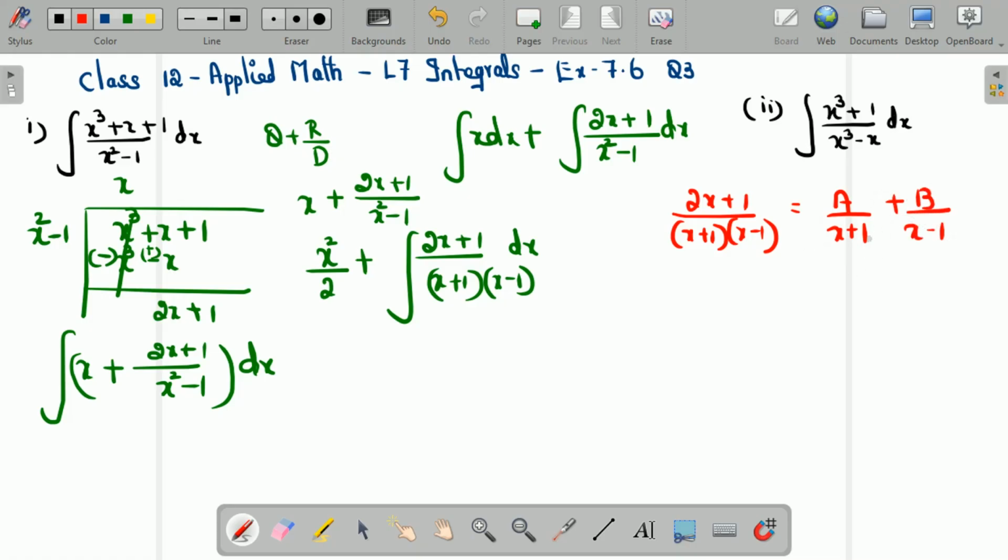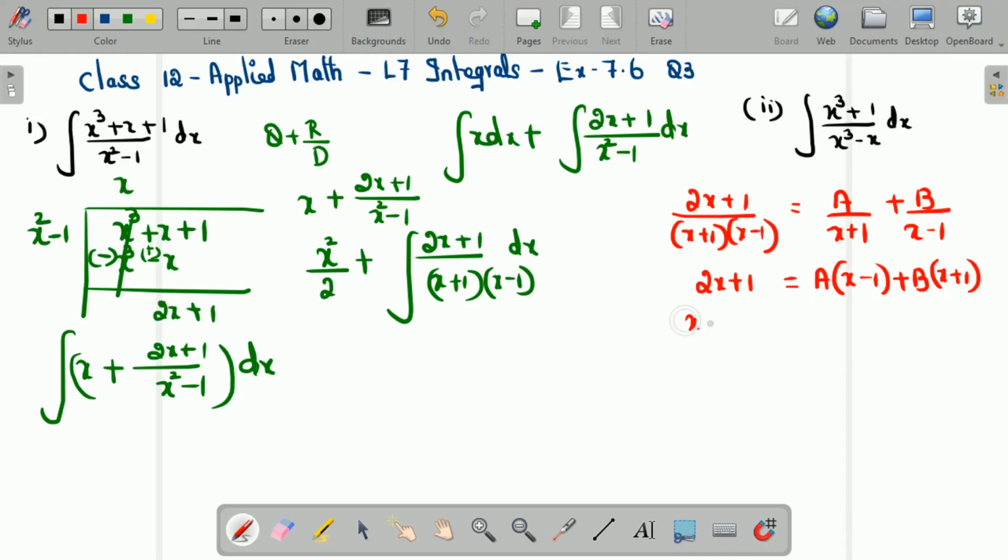So if you do the cross multiplication, the denominator will match the left hand side, so you can compare the numerators. So 2x plus 1 will be equal to a into (x minus 1) plus b into (x plus 1). Remember, the denominators will be the product of these two. Here also it is the same, so only compare the numerator.